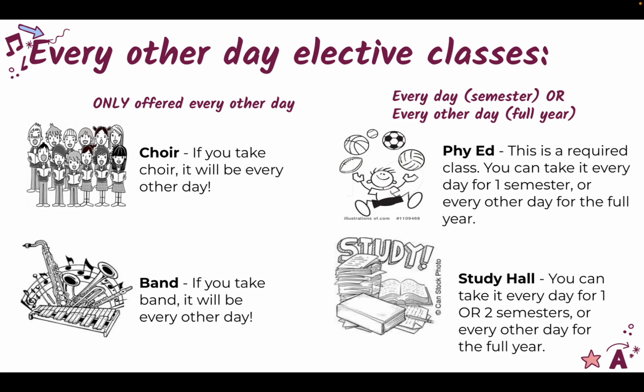With the every other day schedule, you will have to pick 2 of these 4 classes to choose to have every other day. It can be any combination. For example, you could have choir and band. If you did that, PE would have to be every day for 1 semester. Another option could be choir and PE, choir and study hall, band or PE. Those are just some examples.